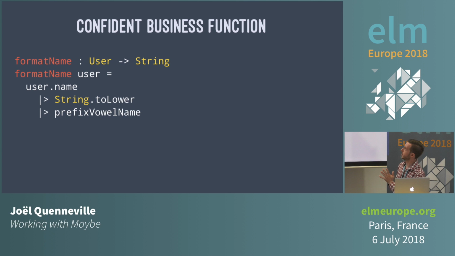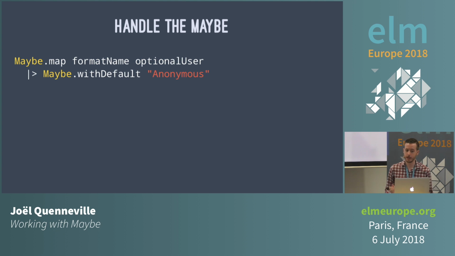So here's what a confident business function might look like. We format the name. Note that in the type signature, there are no maybes. We write the function that we would like to have, no maybes, and we just do our logic the way we do. Of course, in the real world, you will have to integrate with uncertainty that comes from all sorts of sources. And so we also have to handle the maybe. Here we can use the map function to say, format the name of this optional user, but skip that if the user is nothing. And we could do a bunch of operations here if we wanted, every time saying, well, but just skip it if it's nothing. And then finally, at the end, we'd say, OK, now that we've done all the processing, we'll default to anonymous.